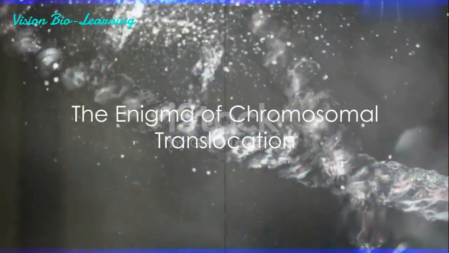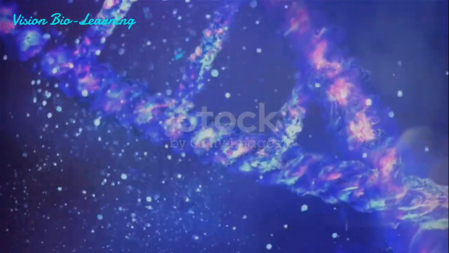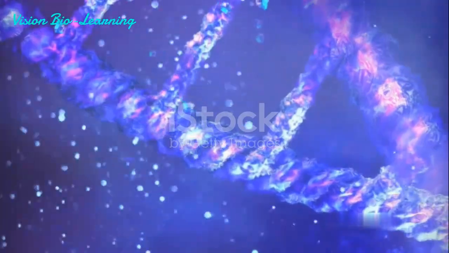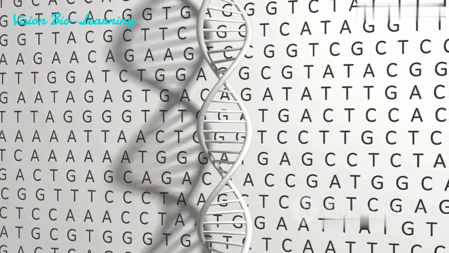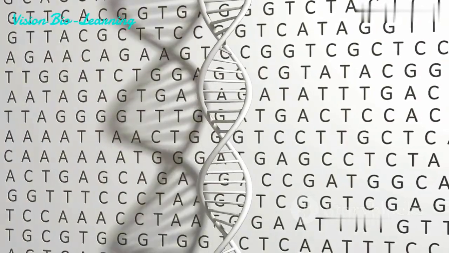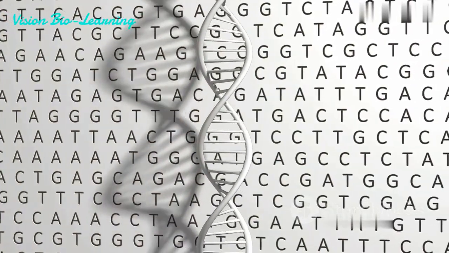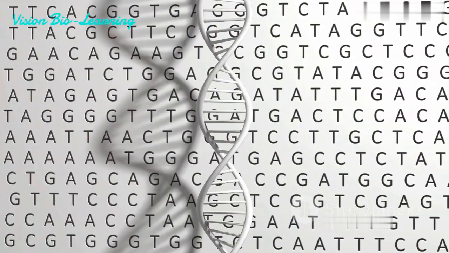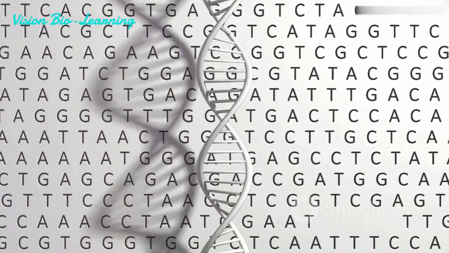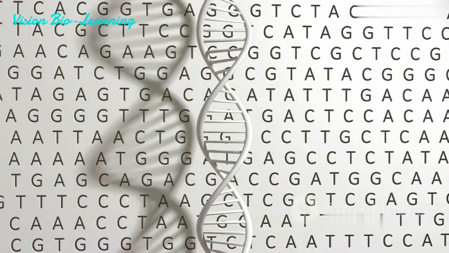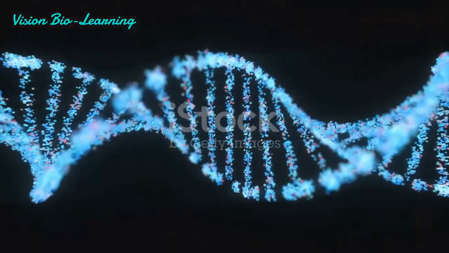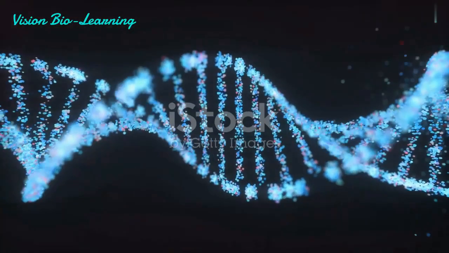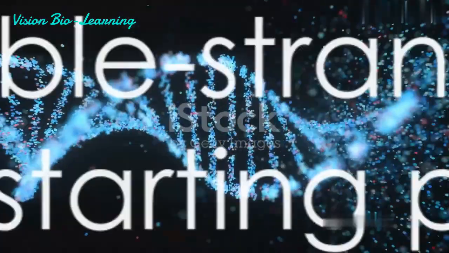Have you ever pondered how minor genetic alterations can lead to major health implications? Today we're focusing on chromosomal translocation, a common genetic abnormality characterized by the exchange of chromosomal segments between non-homologous chromosomes. Think of it as a puzzle where pieces from different puzzles are forced together, leading to a distorted image. In the genetic world, this distortion can lead to diseases, most notably cancer. But how does this happen?